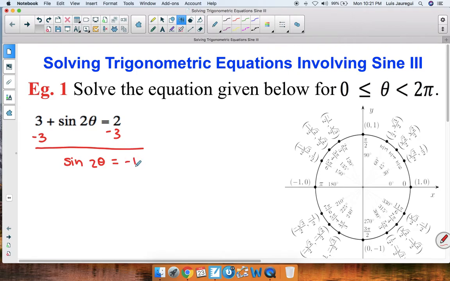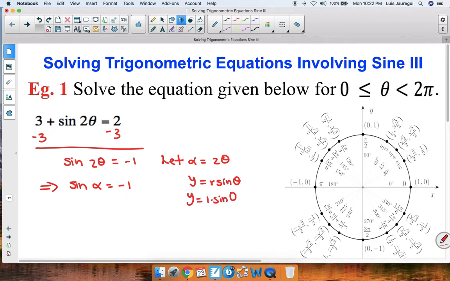Now, what we're going to do is to introduce a new variable. Let's call that variable alpha. So let alpha be equal to 2 theta. That way, we can rewrite this in the following form. We can say that sine of 2 theta is equal to negative 1 becomes sine of alpha is equal to negative 1. Now, using the fact that y is equal to r sine of theta, and that since we're dealing with the unit circle, the radius is equal to 1, we get that y is equal to 1 times sine of theta. Or in other words, y is equal to sine of theta.